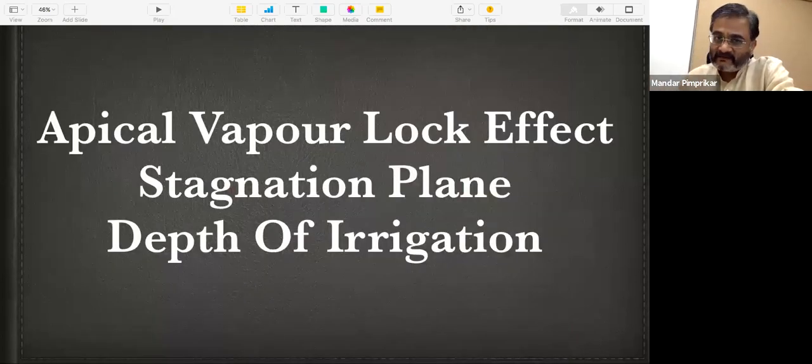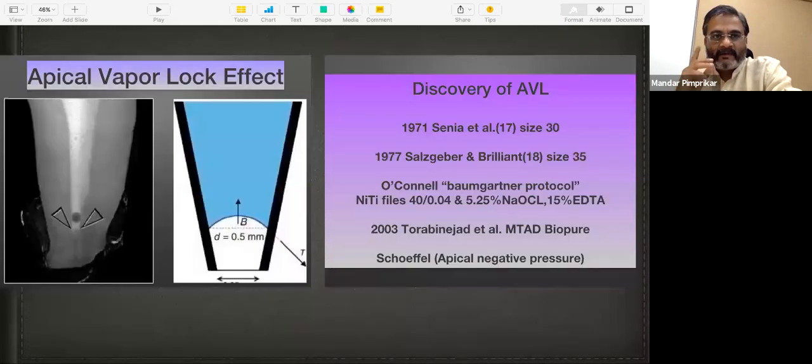And there are further factors involved in fluid dynamics. If you understand the fluid dynamics when you do irrigation, one is the apical vapor lock effect, then the stagnation plane, and what is the depth of your irrigation. These are 3 important aspects one should address. Now, apical vapor lock is quite evident. It was thought that it does not exist, but a 2003 study by Tay et al. indicates that yes, the apical vapor lock does exist. Now, what is it?